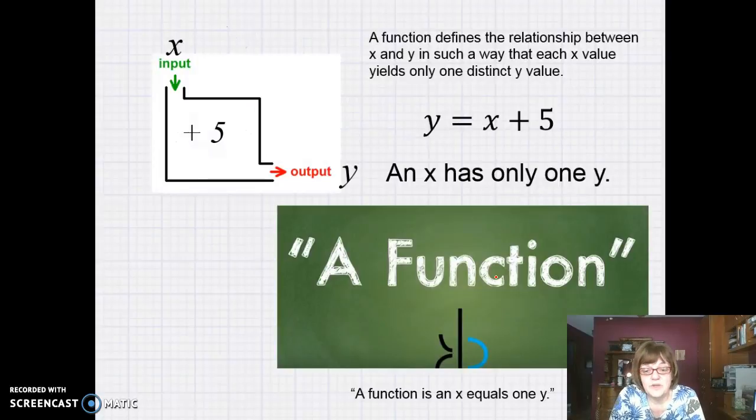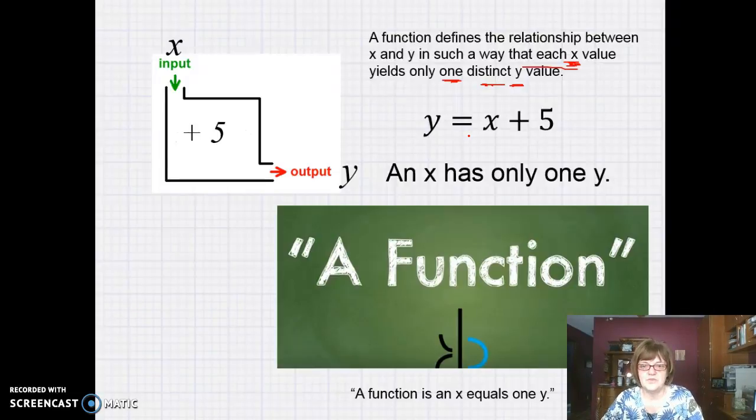Now, again, this is a little bit of a review from last lesson. We talked before about input, output, doing something to it. And we've talked about how a function is a relationship between x and y so that each x value yields one distinct y value. We need to really dig into it a little bit more today and understand what that means. So I want you to watch this video. Should be a little fun, and understand a function is an x equals 1y.